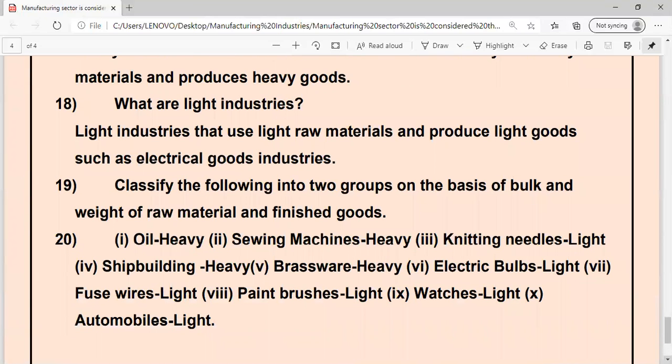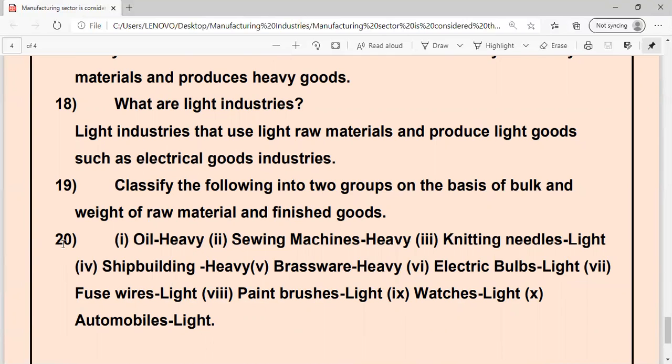Now, one question is there in your textbook. Actually, the question number I put is wrong. This is the answer. This is not 20. This is the answer of the 19th question. Classify the following groups into the bulk and weight of raw material and finished goods. That is whether they are heavy or lightweight industries.